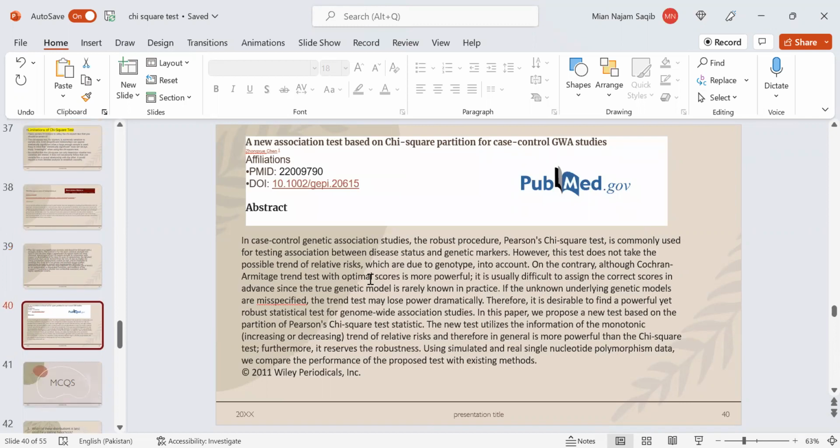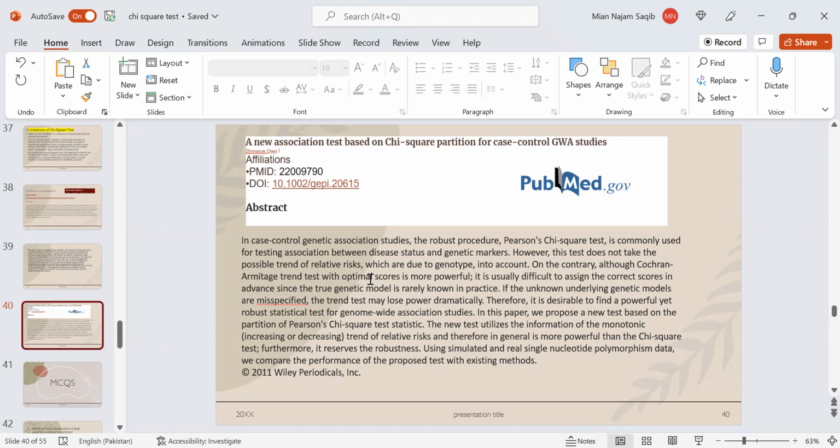A new association test based on chi-square partition for case-controlled GWA studies. In case-controlled genetic association studies, the robust Pearson chi-square test is commonly used for testing association between disease status and genetic markers. However, this test does not take the possible trend of relative risks, which are due to genotype, into account.